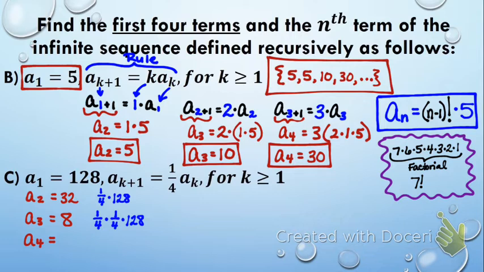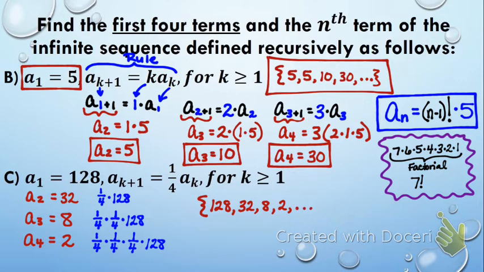What is the fourth term in the sequence? 2. What would our process be for arriving at that? 1/4 of 1/4. Yes. 1/4 of 1/4 of 1/4 of 128. So we have our sequence. First term we were given was 128. When we do 1/4 of that, we get 32. 1/4 of that is 8. 1/4 of that is 2. We could keep going, but we were only asked for the first 4 terms.